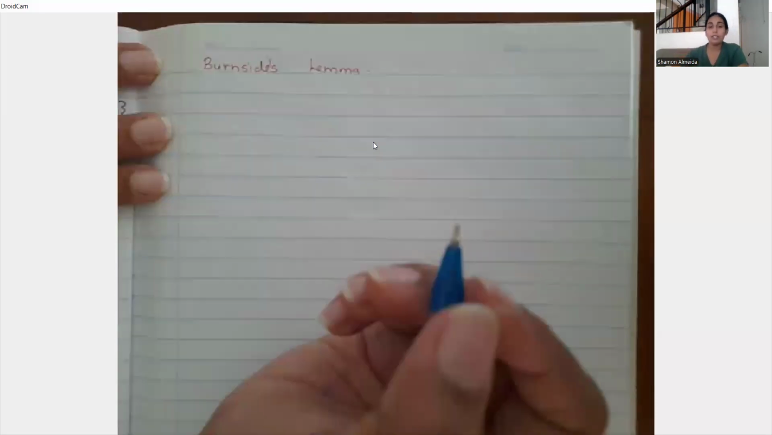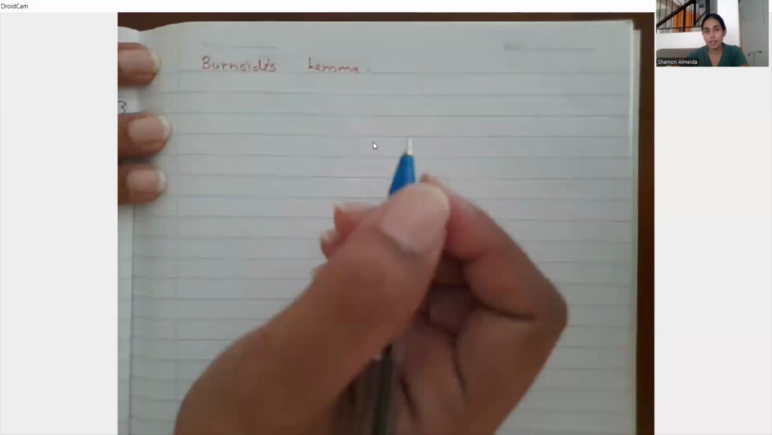Now we write Burnside's lemma. Let me state this first, then we will go over the proof. We take G to be a finite group which acts on a set X.